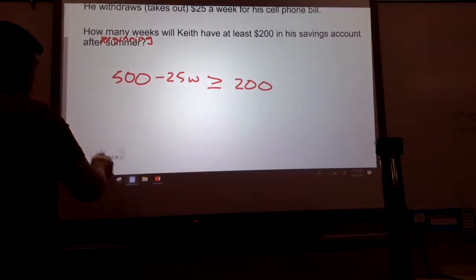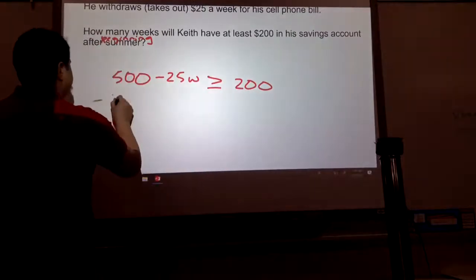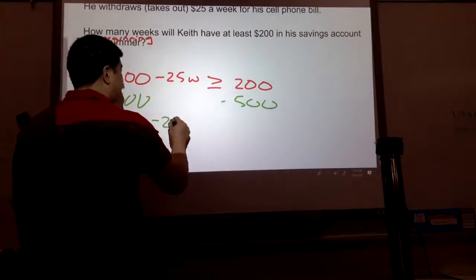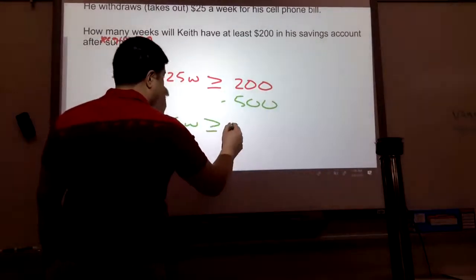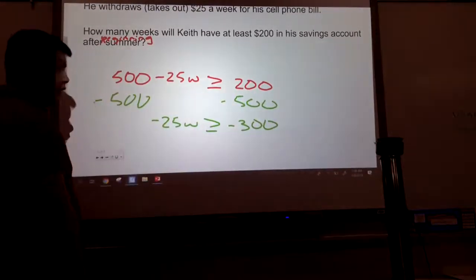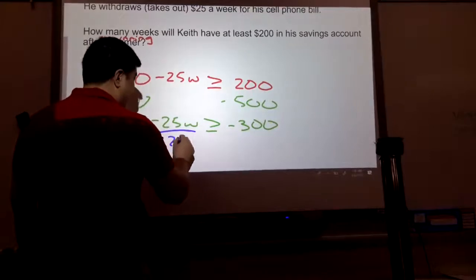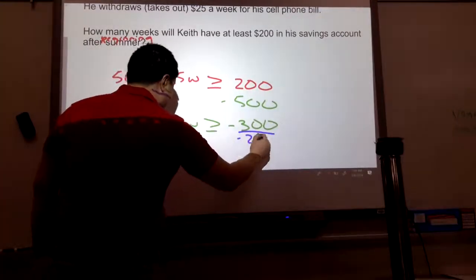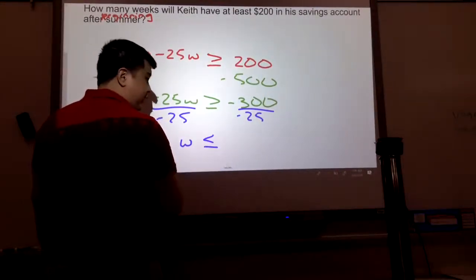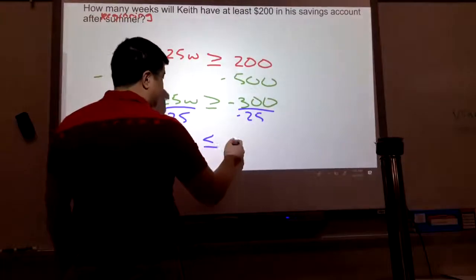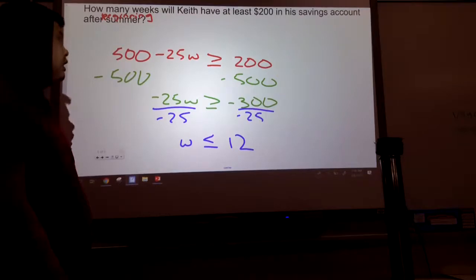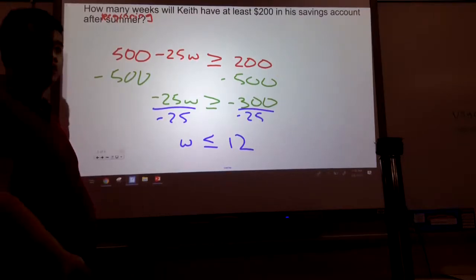So to solve this, we're going to subtract 500 from both sides. We get negative 25W is greater than or equal to negative 300. And divide both sides by negative 25, which means we're going to flip the sign. And W is less than or equal to 12. So you can go up to 12 weeks before reaching the $200 mark.